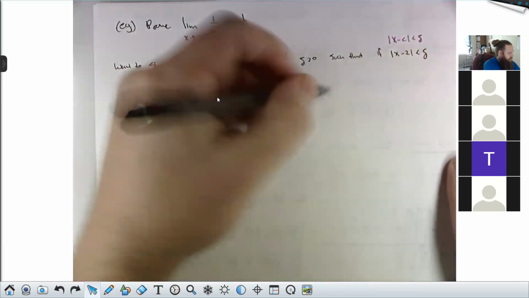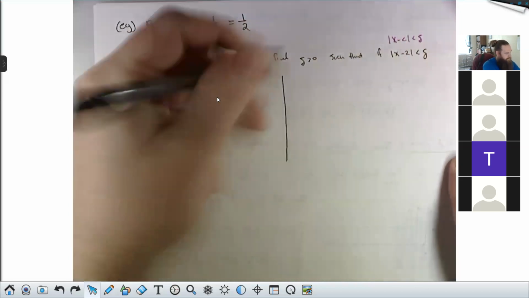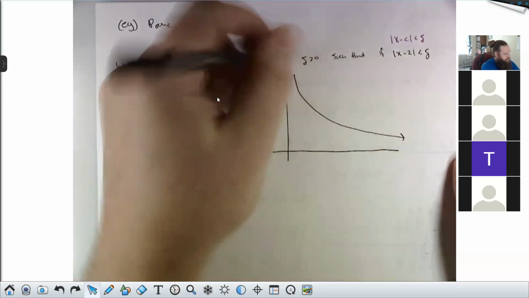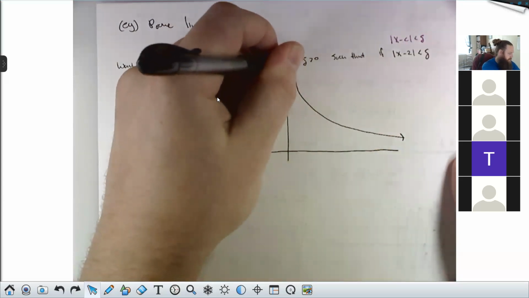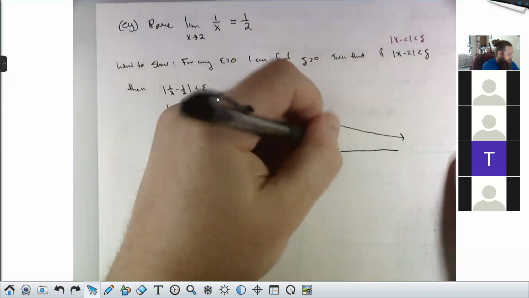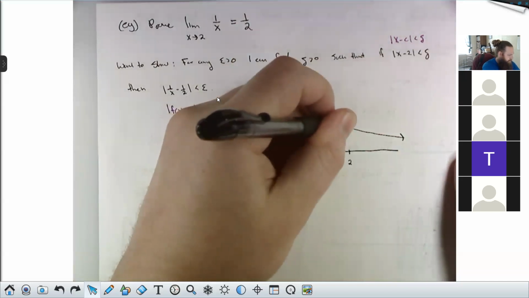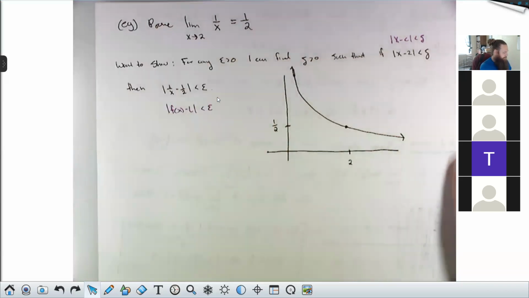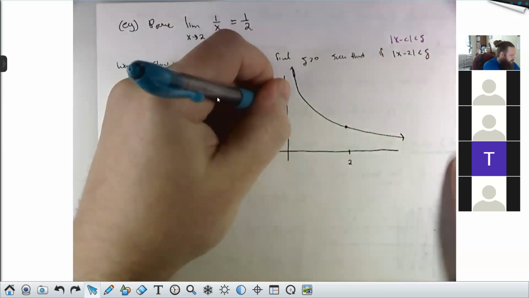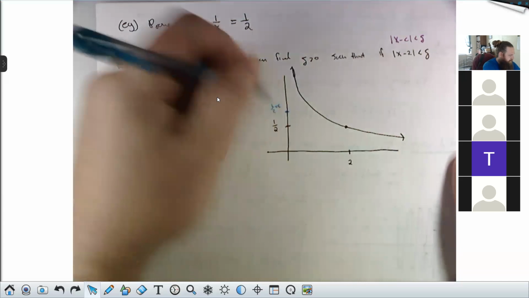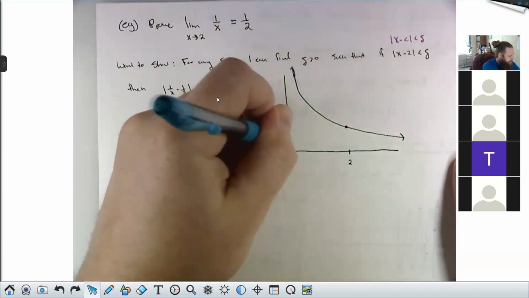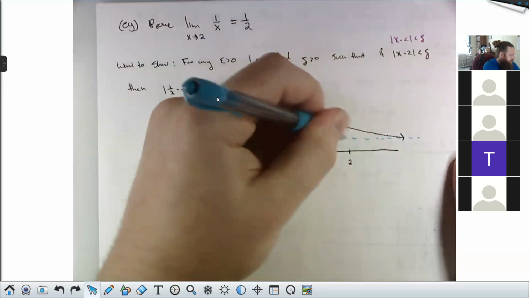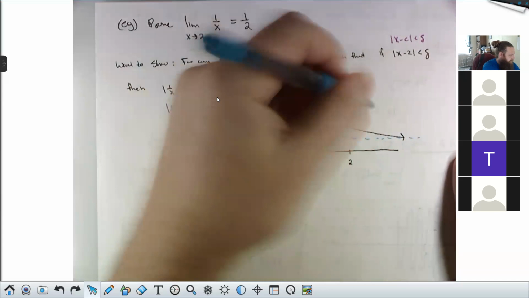And if we look at the picture, I'll just draw the first quadrant. One over x looks something like this in the first quadrant. Maybe 2 is over here. And this function is nice and continuous as long as we stay away from 0. So what I'm trying to do is say, okay, here's 1/2 plus epsilon. Here's 1/2 minus epsilon. I want to stay within this window. I want to find the deltas that keep me within this window.